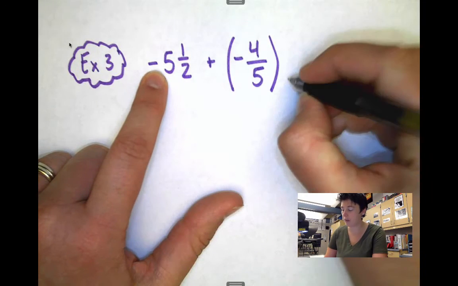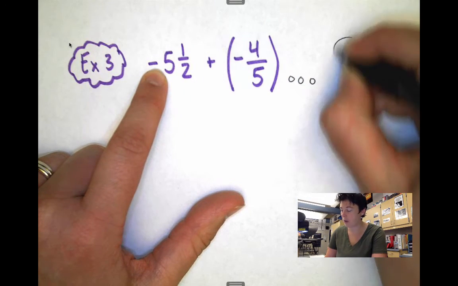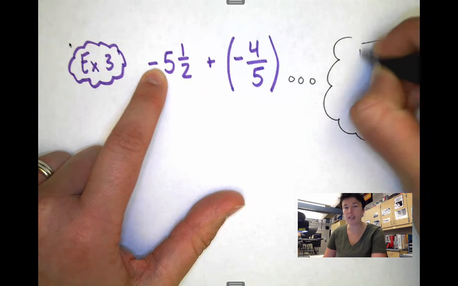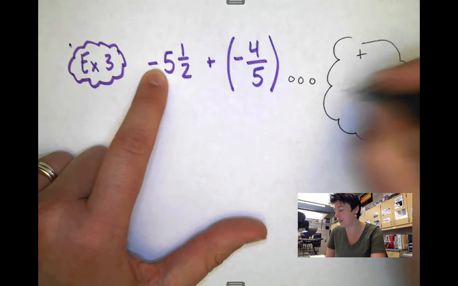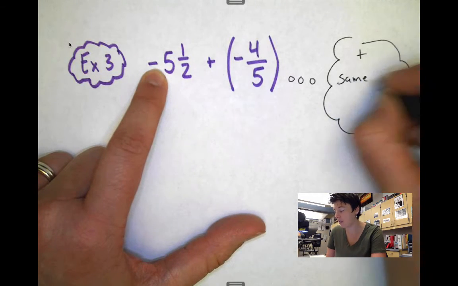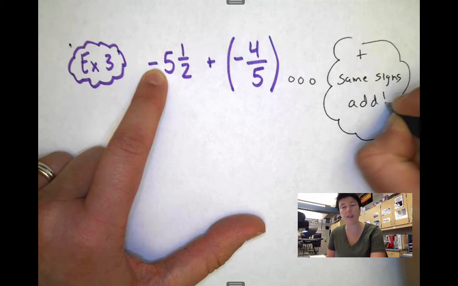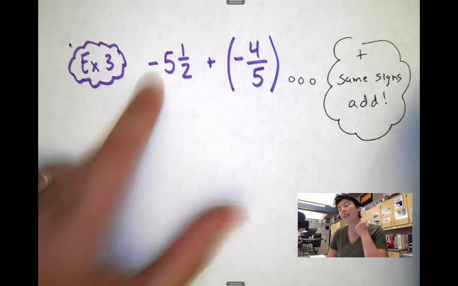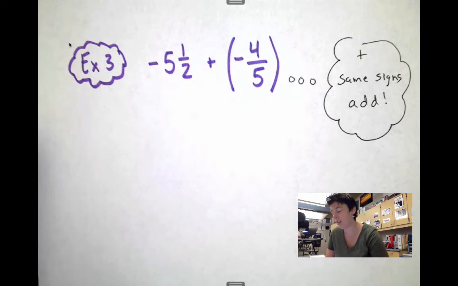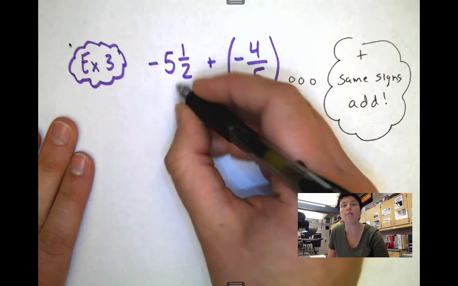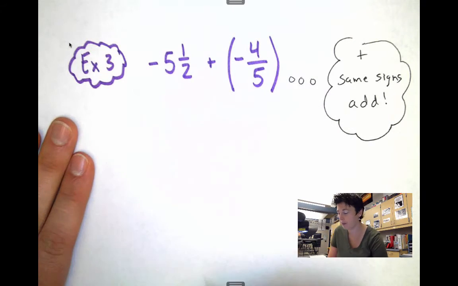So in my thought bubble in my head, I'm thinking, wow, I'm adding. But this time I notice that I'm adding same signs. They're both negative. And with same signs, the rule is you just do addition. You're going to add. You don't have to subtract. But I also see that I have a mixed number and I don't really want to deal with that. So I'm going to change the mixed number.